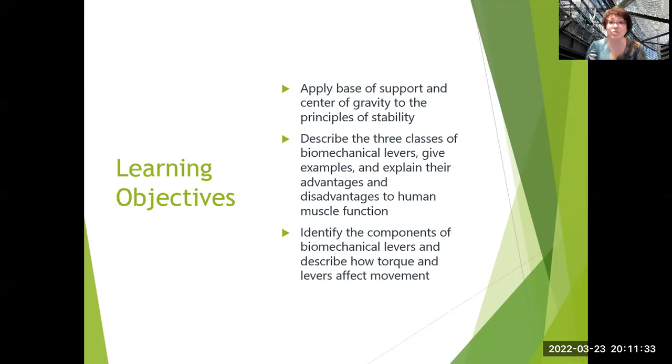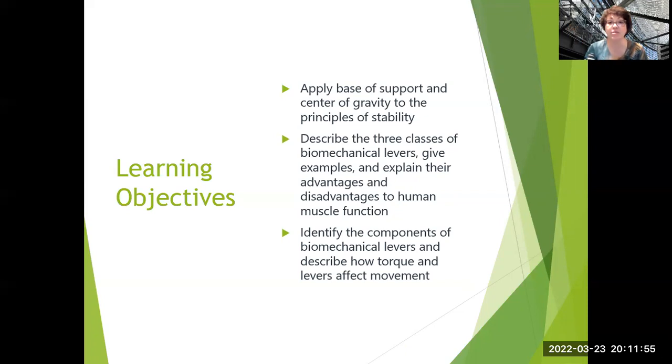I want you to be able to describe the three classes of biomechanical levers, give examples of them in the body or other examples, and to explain their advantages and disadvantages to human muscle function. So some levers give you an advantage of motion, some give you an advantage of strength, more torque.